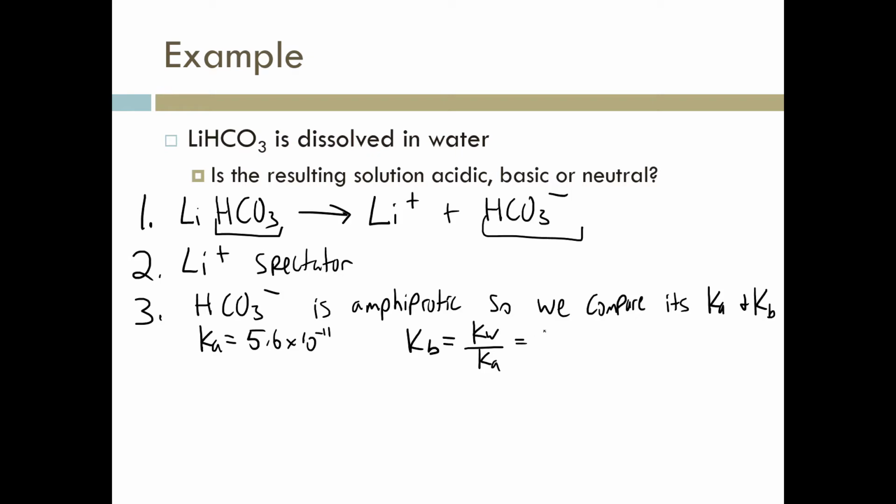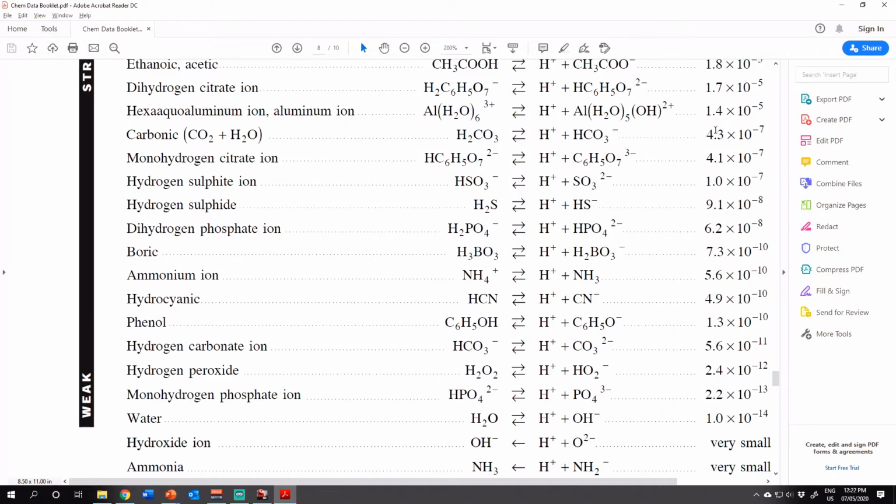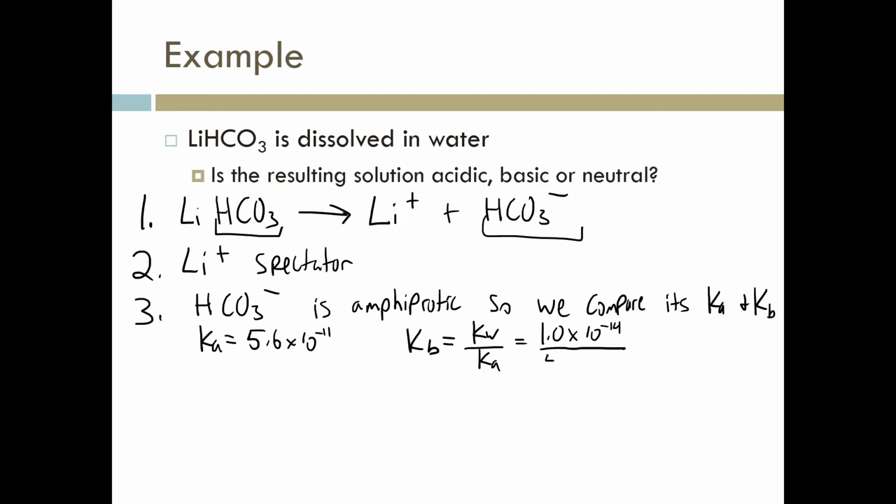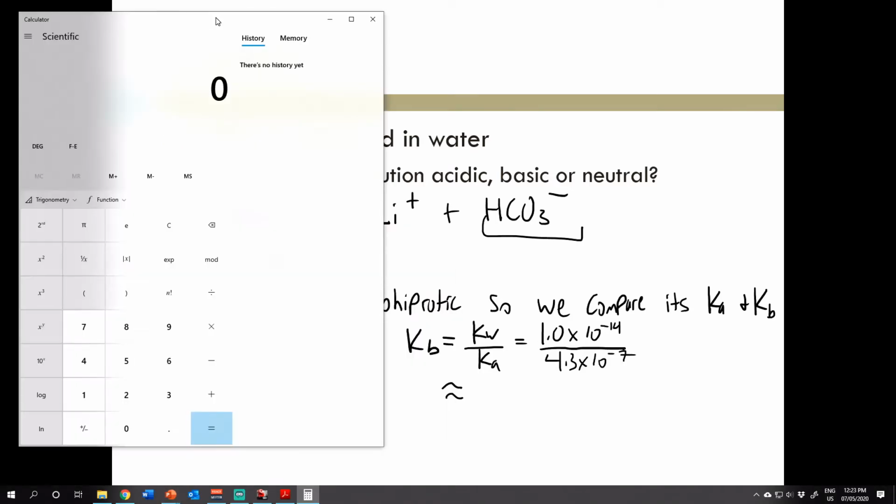In this case, Kw we'll assume is 1.0 times 10 to the negative 14. And the Ka, we're going to use this number here, because this is the equation where HCO3- is acting as a base, so we need to use this Ka when calculating its Kb. So 4.3 times 10 to the negative 7. All right, so this is going to be approximately, let's see, let's pull out the calculator.